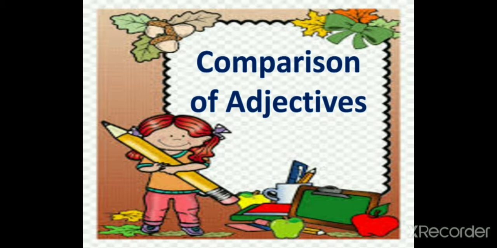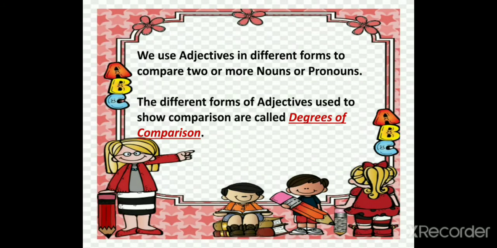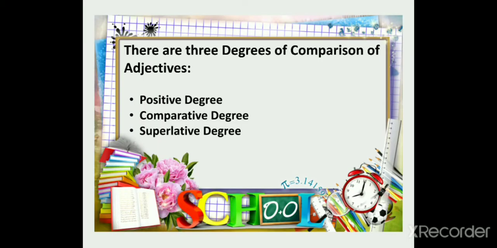Comparison of adjectives. We use adjectives in different forms to compare two or more nouns or pronouns. The different forms of adjectives used to show comparison are called degrees of comparison. There are 3 degrees of comparison of adjectives: positive degree, comparative degree, and superlative degree.